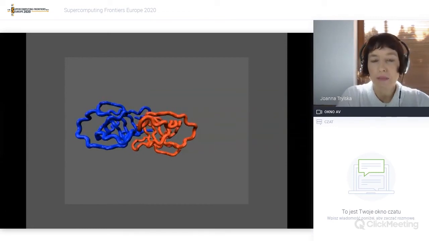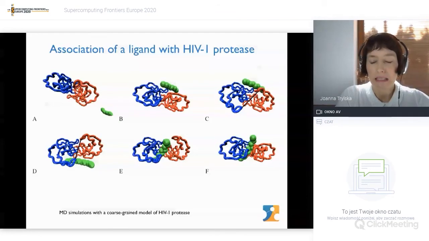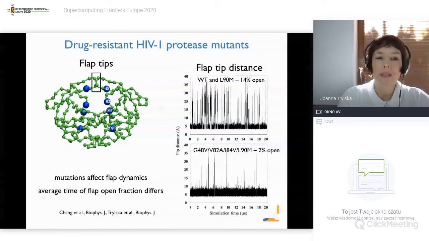In case you haven't seen the movie, these are stages of the association of the ligand with HIV protease, showing how the flaps widely open. Now, the important thing is that the viral genome mutates quite fast, and so the resulting proteins, including HIV protease, have in the end different sequence, often also different structure. So some of these mutants become drug resistant, and the question is why?